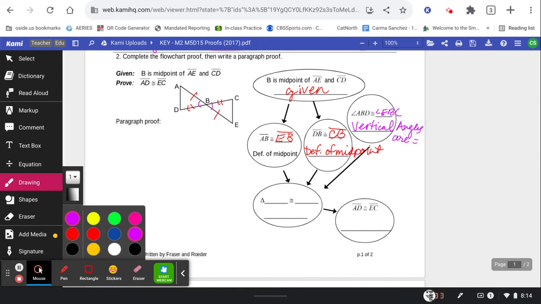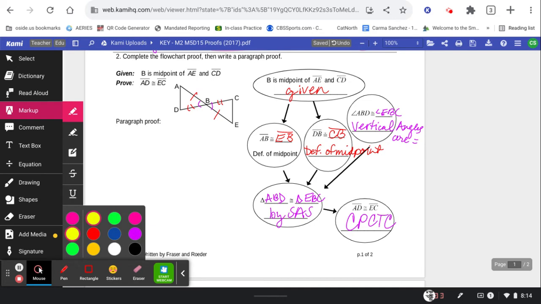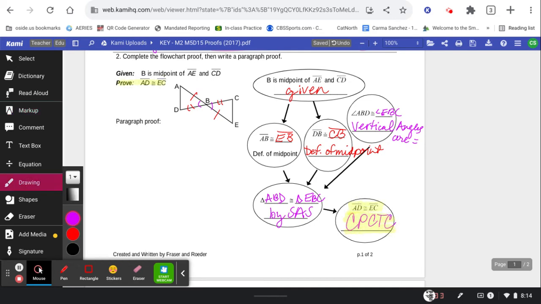Okay, we have our three parts now. So now we can say the triangles are congruent. Triangle ABD is congruent to triangle EBC. And this is by side, angle, side. And then finally, we can say that the part is congruent by CPCTC. Remember that whatever we end with right here needs to be what we end with in the proof.